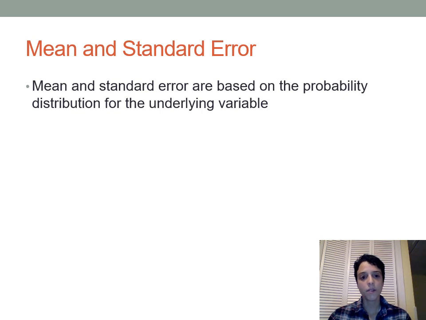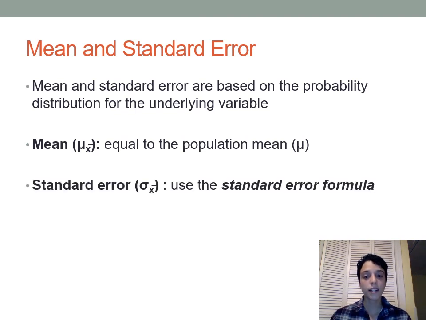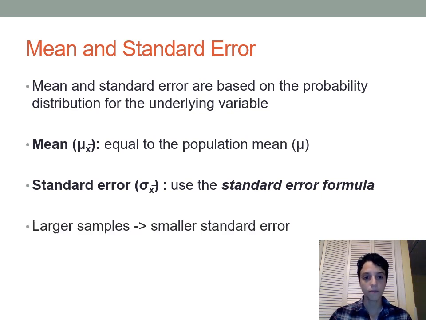In looking at sampling distributions, we'll be able to say that the mean for the sampling distribution and the standard error for the sampling distribution are based on the probability distribution for whatever the underlying variable is. Specifically, whatever your variable is, the mean of the sampling distribution is going to be equal to the mean for that variable. For the standard error, which again is the standard deviation of your sampling distribution, you're going to be able to calculate that using something called the standard error formula. I'm going to show you what that looks like in just a minute.